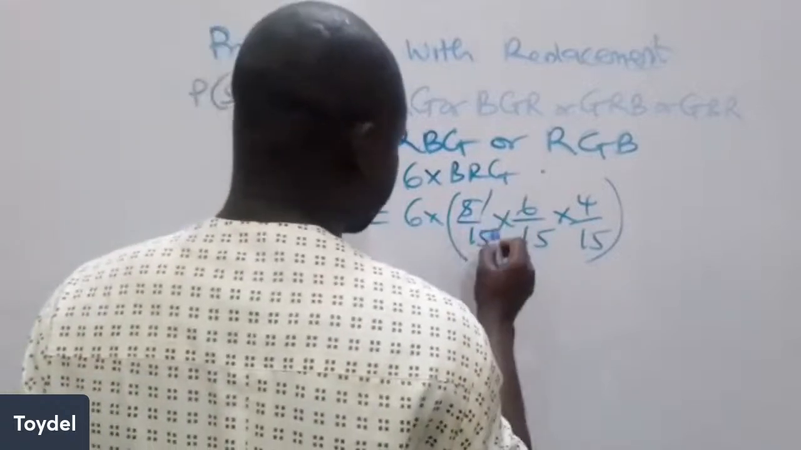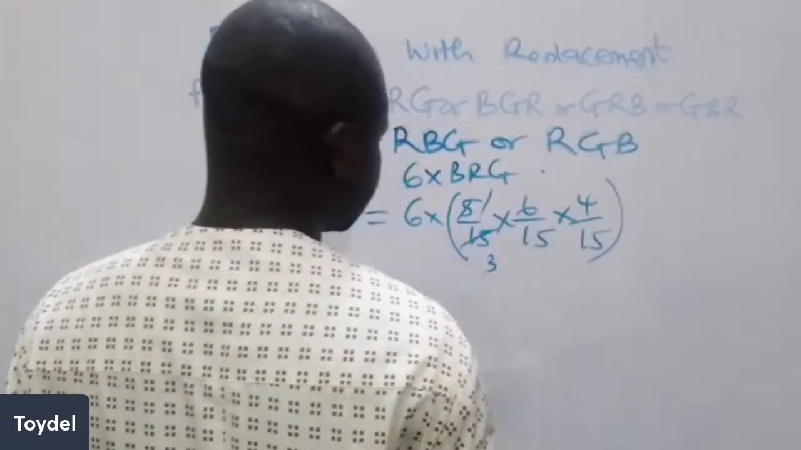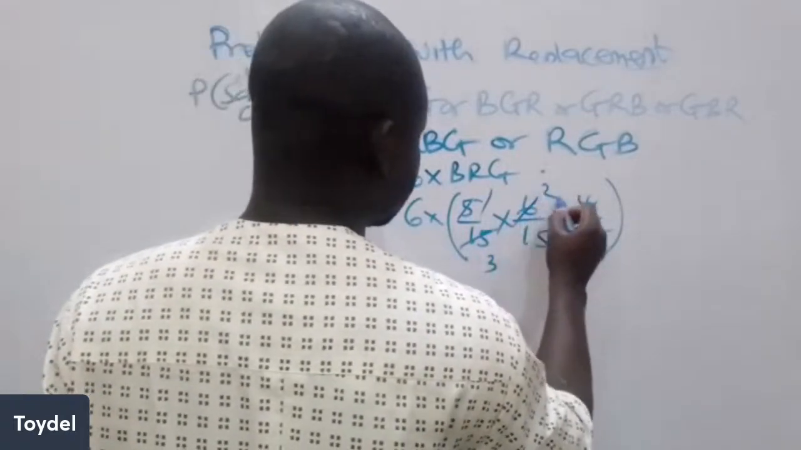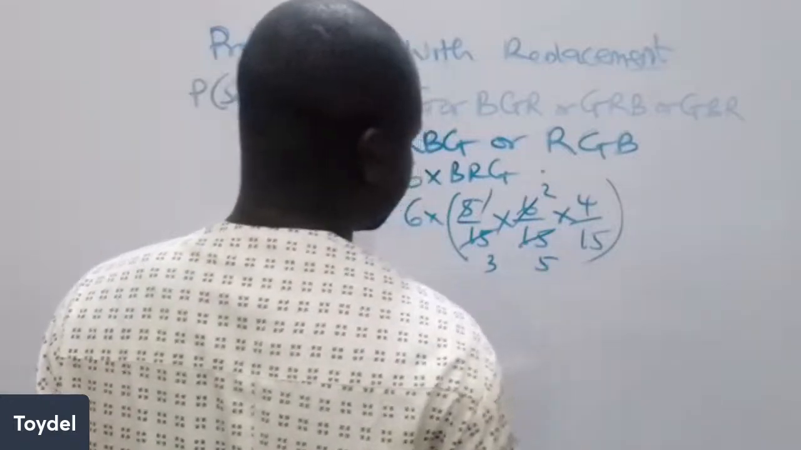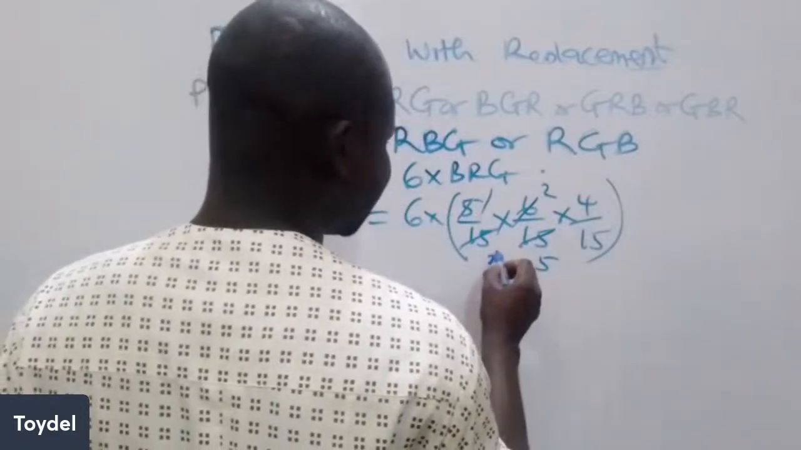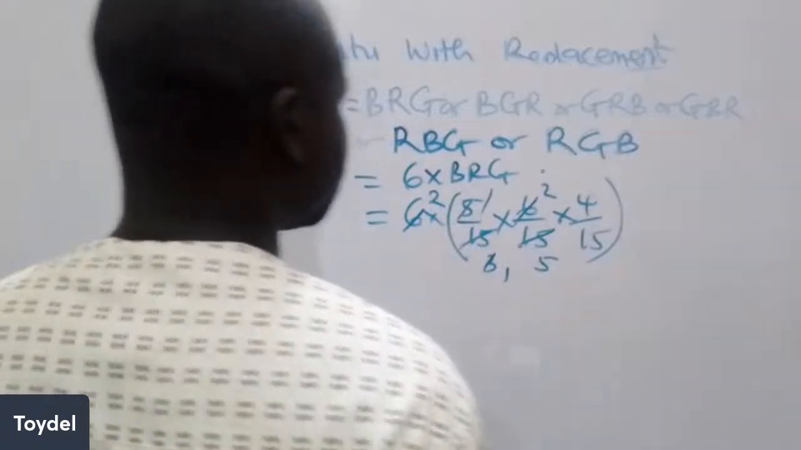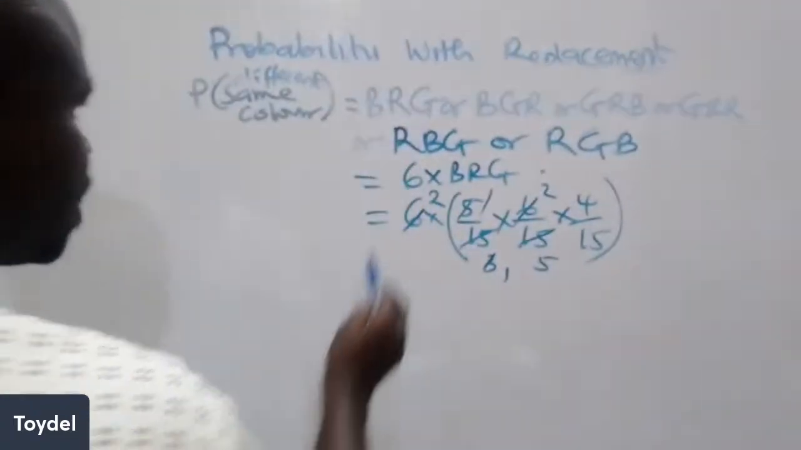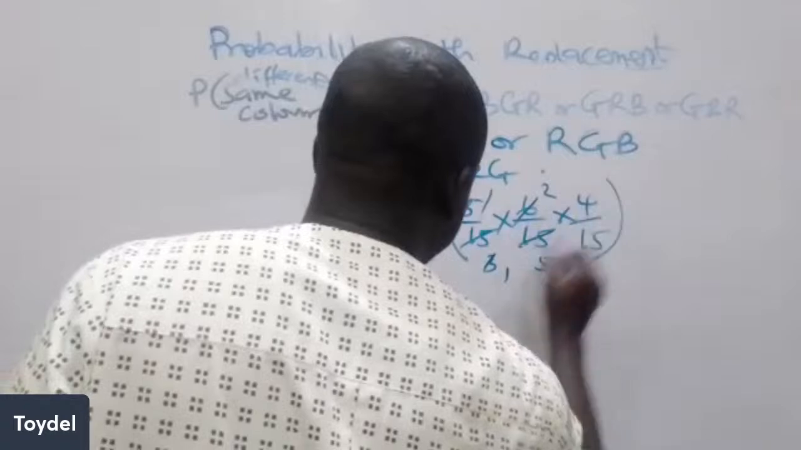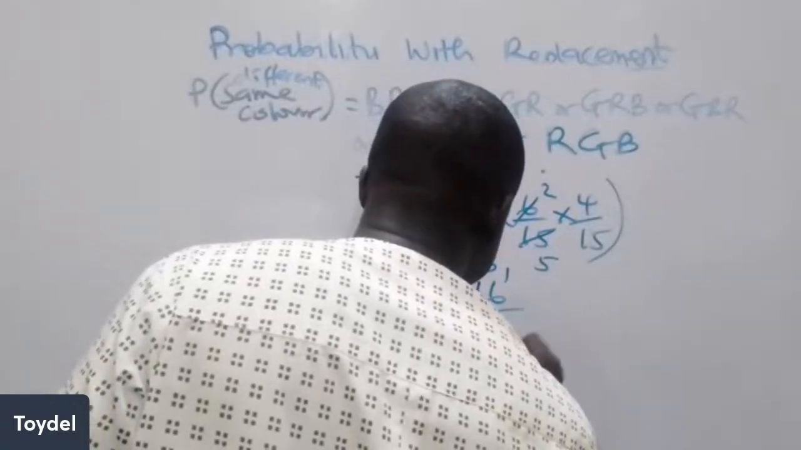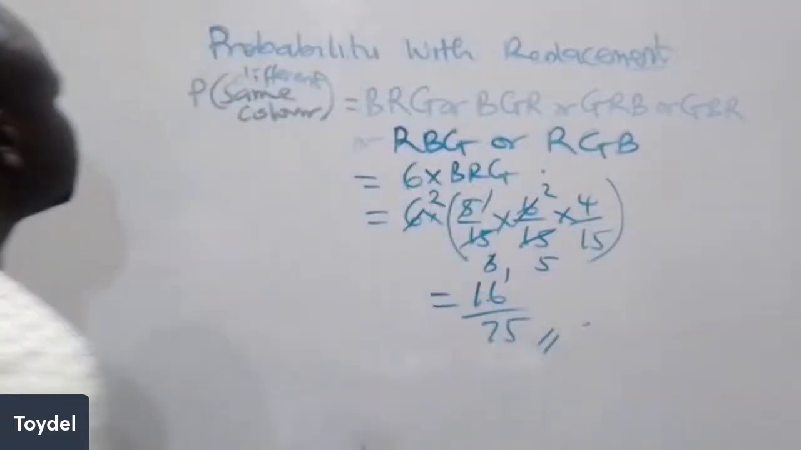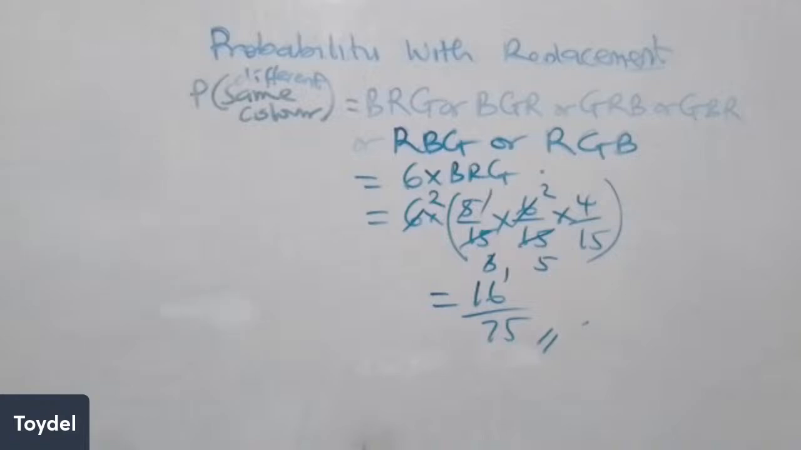So 5 here, 1, 5 here will actually be 3. 3 here 2, 3 here will be 5. Okay, so 6 here, 3 here 1, 3 here will actually be 2. That will be 2. Then if you multiply everything, we have 2 times 2, 4 times 4, 16. 5 times 15, 75. So the probability of choosing different colors will be 16 all over 75. And that is what we are going to get.